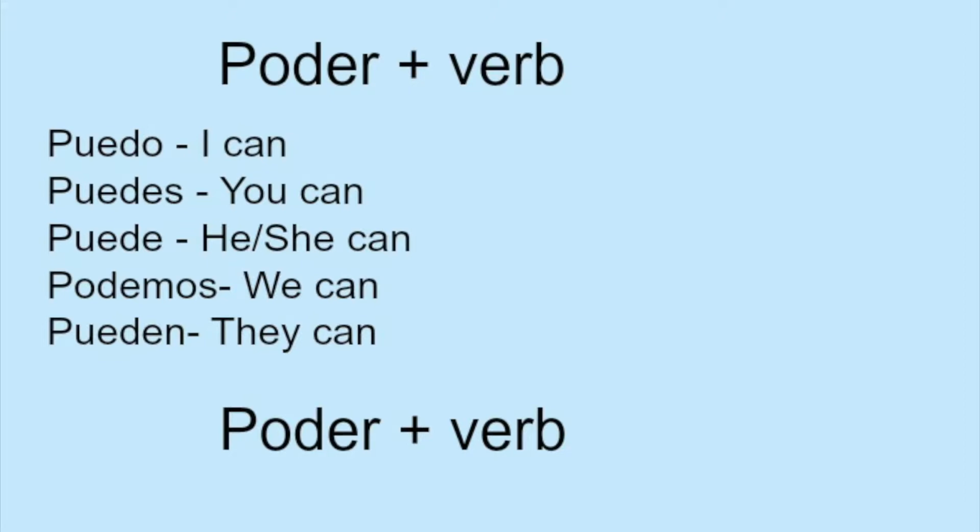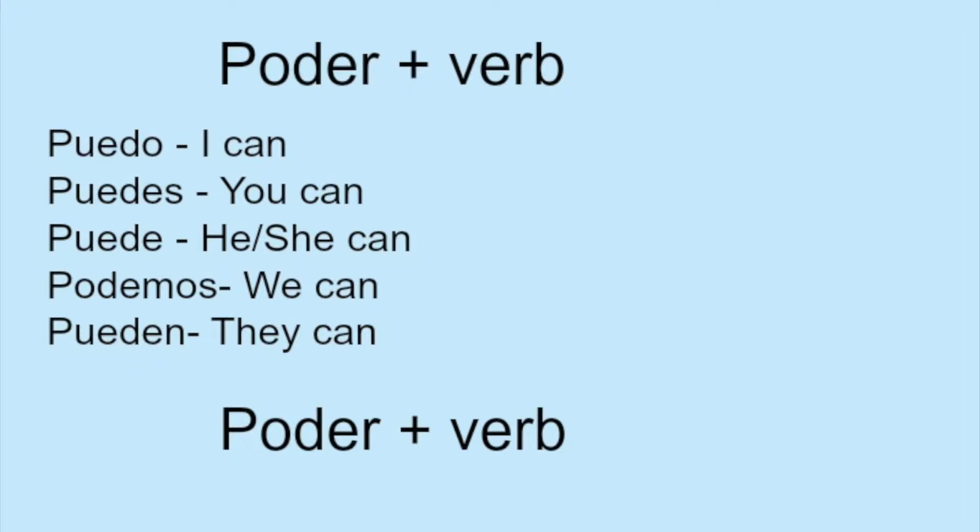So next we have poder plus the verb. Before we add the second verb, we're going to just conjugate the verb poder. What is poder? Poder means to be able to. That is the dictionary form of this verb. I like to just say can, because that's what it is, so just remember it that way. Poder is can. For example, you have puedo, I can. Puedes, you can. Puede, he or she can.